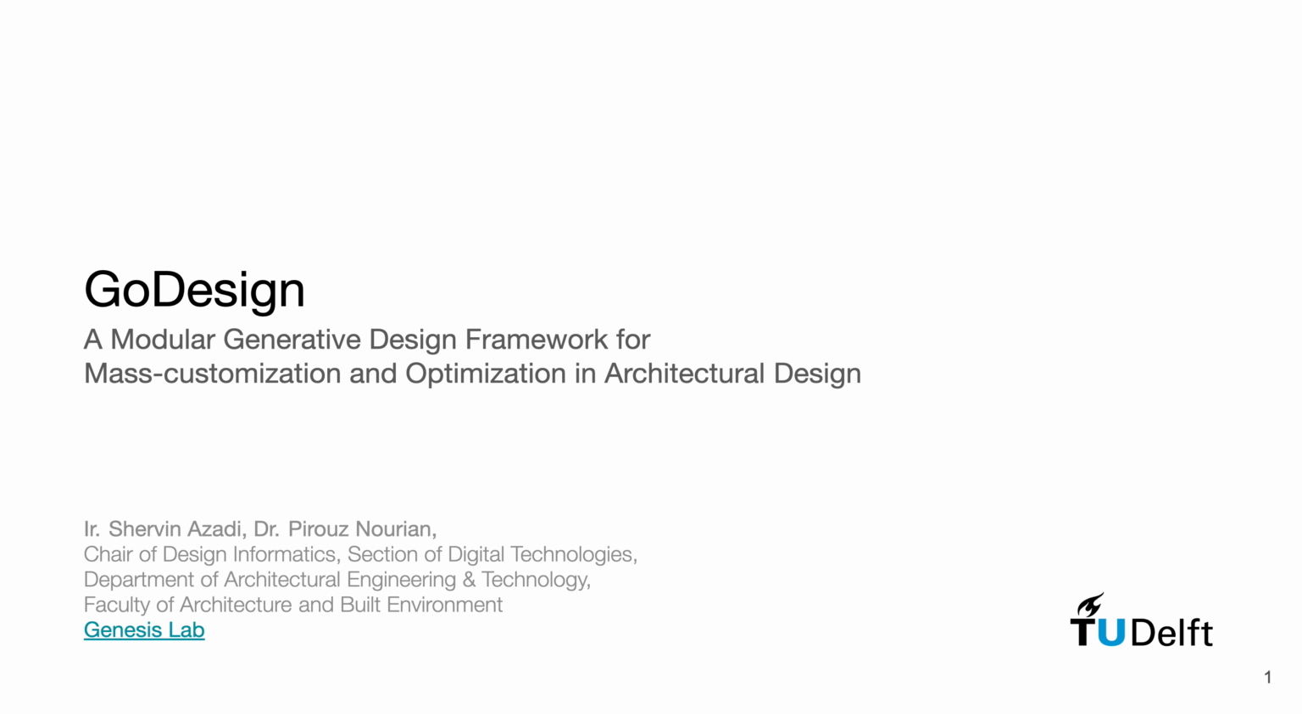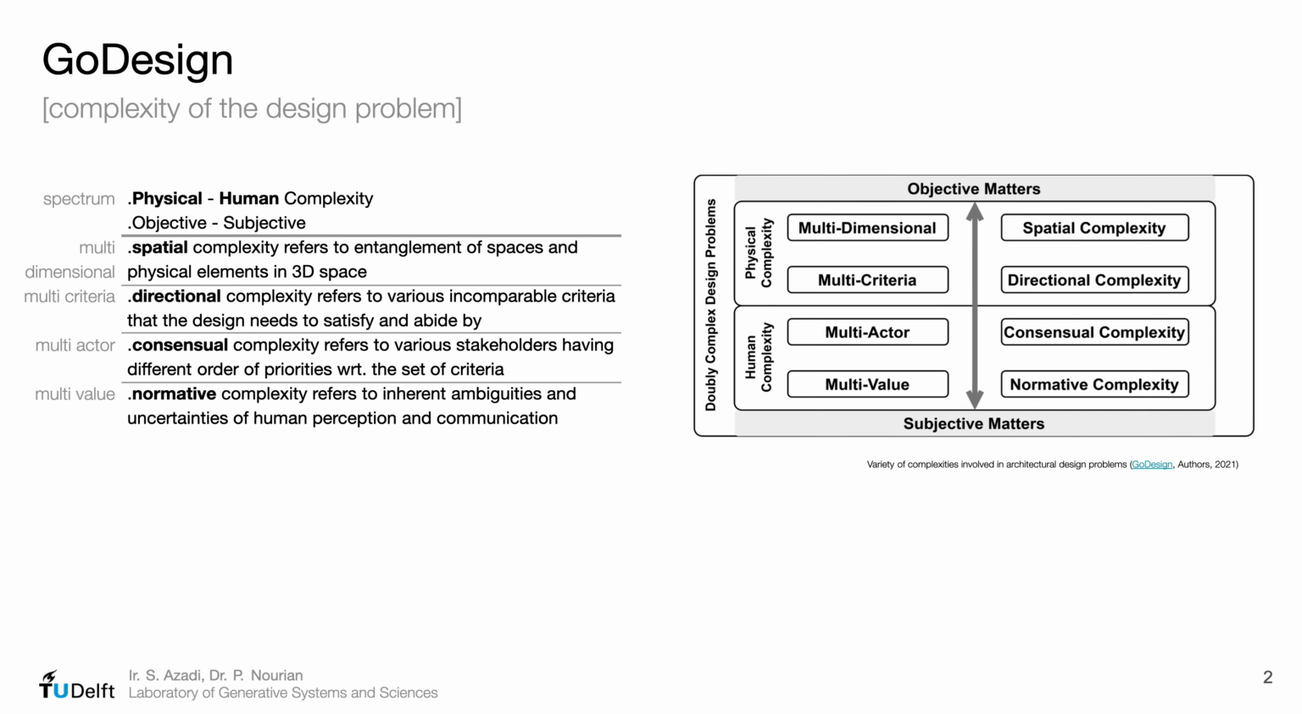Today's presentation is particularly about the novel outcome of this project, a modular generative design framework for mass customization and optimization in architectural design. First, I start by establishing various complexities that are involved in a design problem. In the design process, we deal with multiple small problems, each of which can be complex on objective, subjective, and intersubjective fronts. We establish a spectrum from physical complexity to human complexity and elaborate on each type.